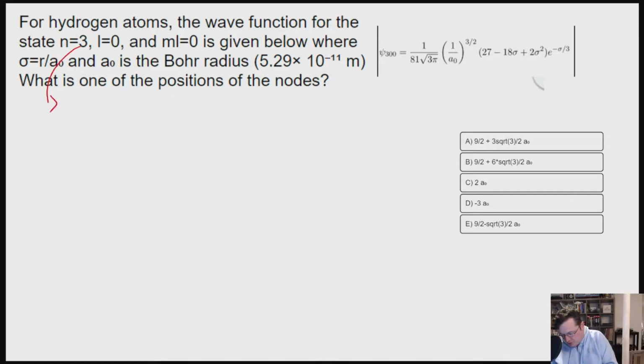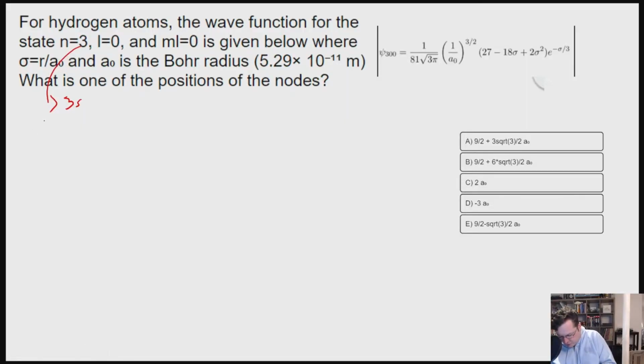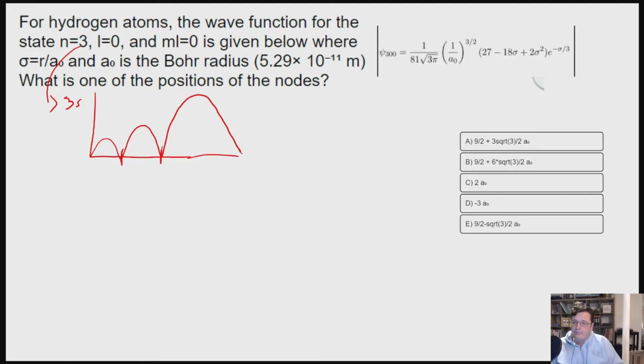So what we can do is figure out this is the 3s orbital. If we were to draw it for ourselves, just as something to think about, you're going to have a node, and it's going to look something like this. So there are two nodes present within the 3s orbital, within that wave. And so the question then is, where are those positions?